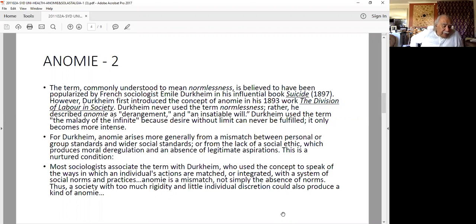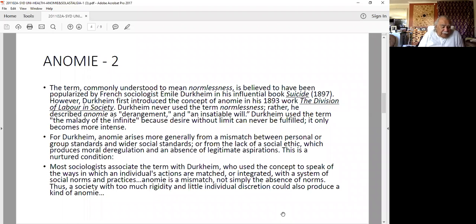For Durkheim, ennui arises more generally from a mismatch between personal or group standards and wider social standards, or from the lack of social ethics, which produces moral deregulation and an absence of legitimate aspirations. This is a nurtured condition.